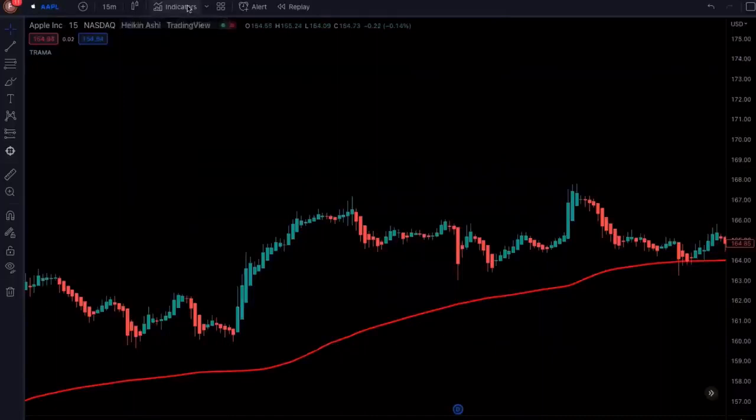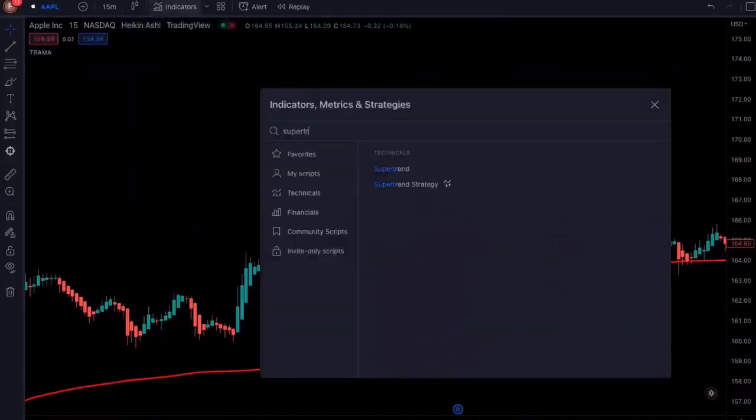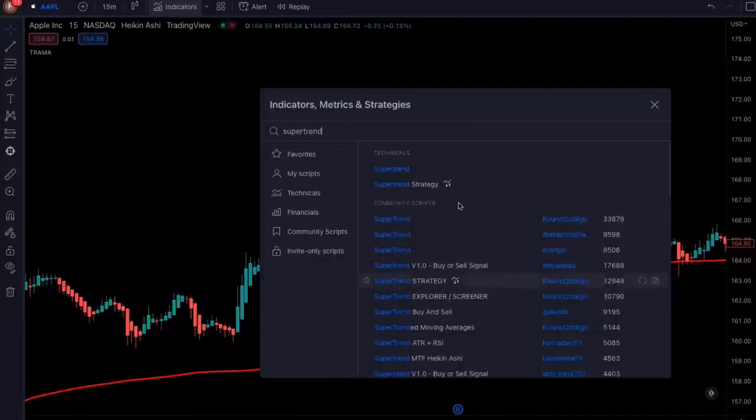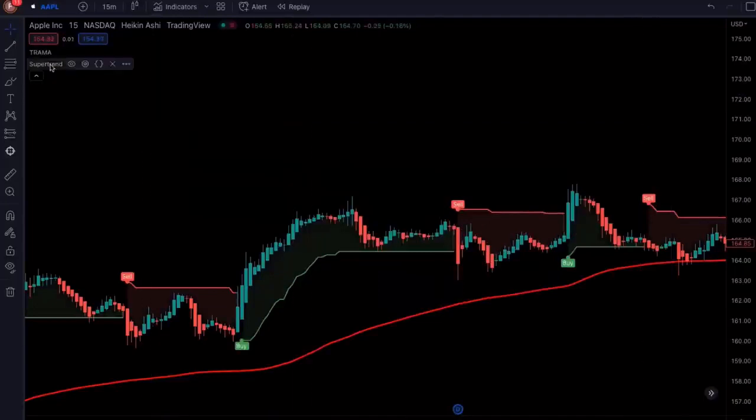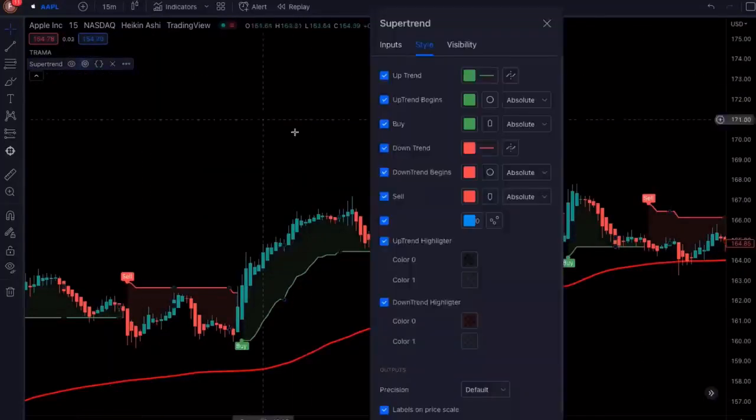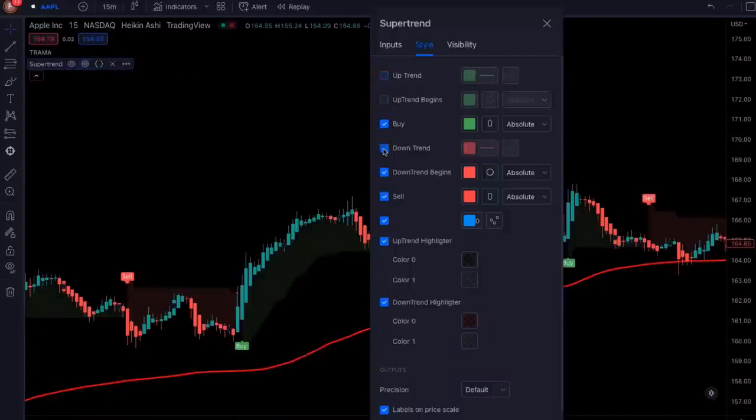The second indicator that you're gonna add is called the Supertrend, and you're gonna see a bunch of different ones come up. This is the one that you're gonna use, the one by this person right here, which has quite a few saves on it. And we're gonna be making some changes to the Supertrend as well. So go into settings. First thing we're gonna do is uncheck a few things: uptrend, uptrend begins, downtrend, and downtrend begins. And then over here, to get the signal, we're gonna do this as below bar. And right here under sell, we're gonna do this as above bar.